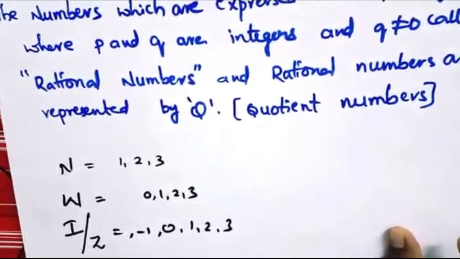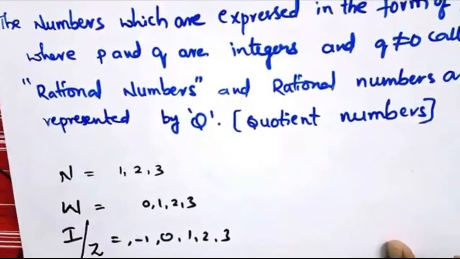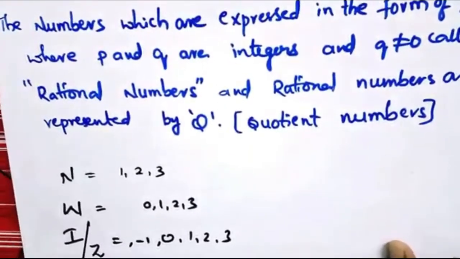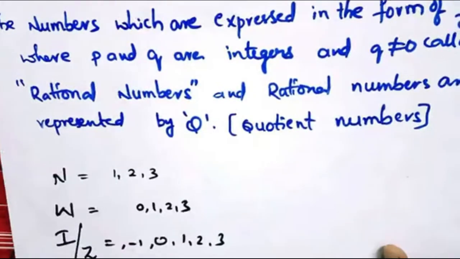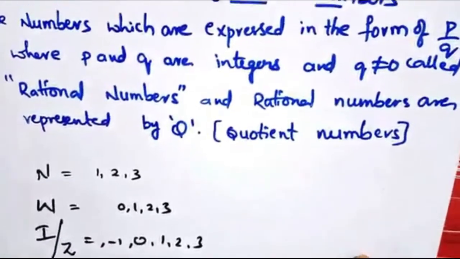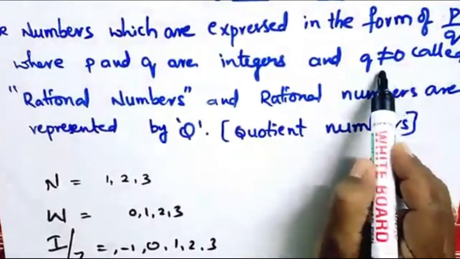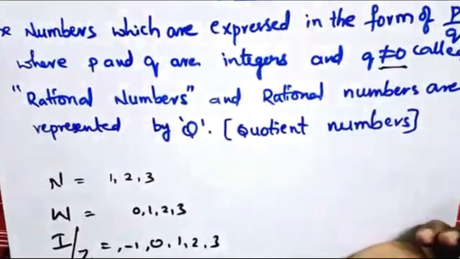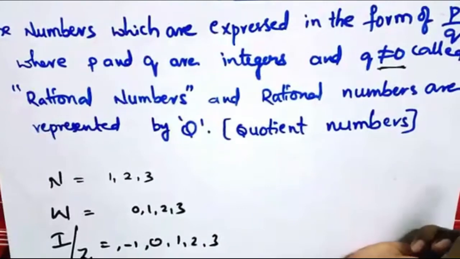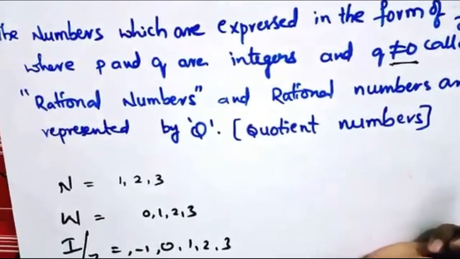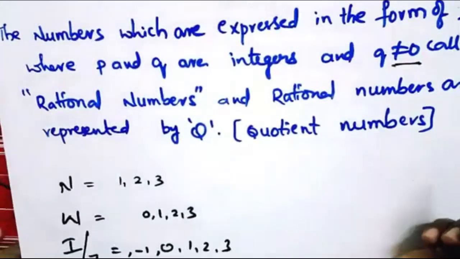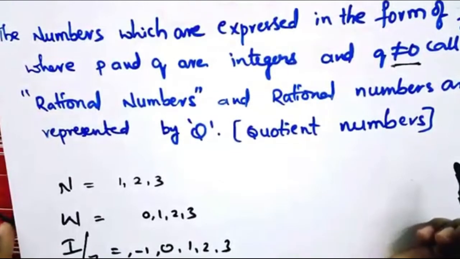So now here we can see the definition of a rational number. The numbers which are expressed in the form of p by q, where p and q are integers and q is not equal to 0, this is the special condition they gave for q, are called rational numbers, and rational numbers are represented by capital Q, and these rational numbers are also called quotient numbers.